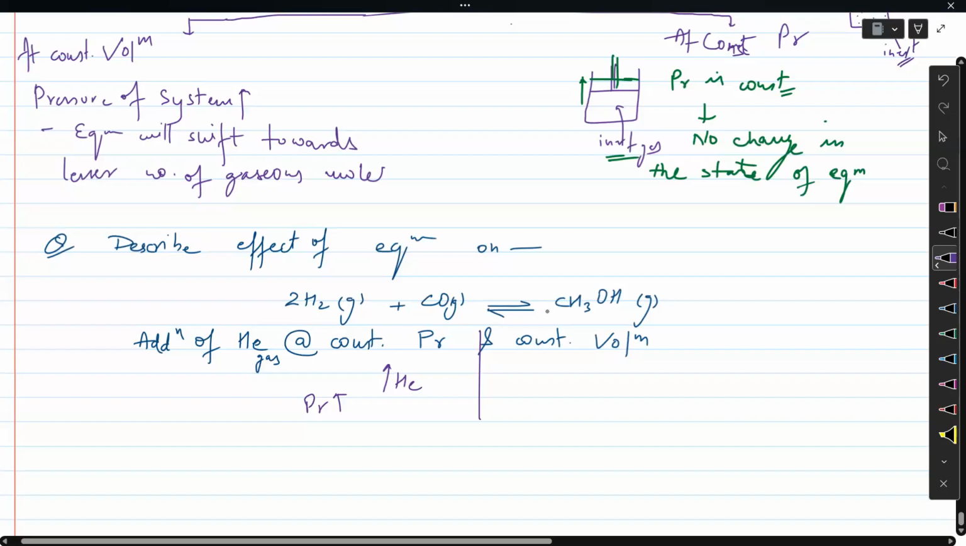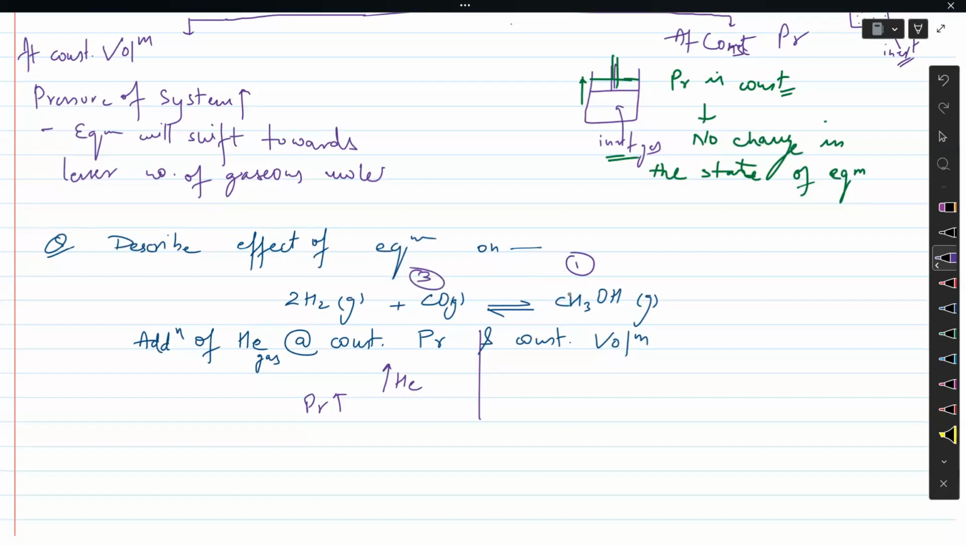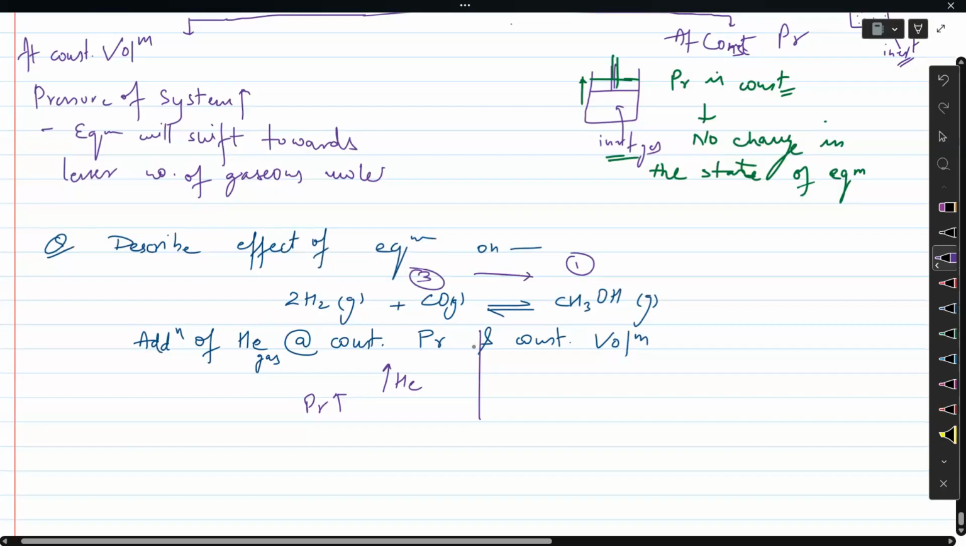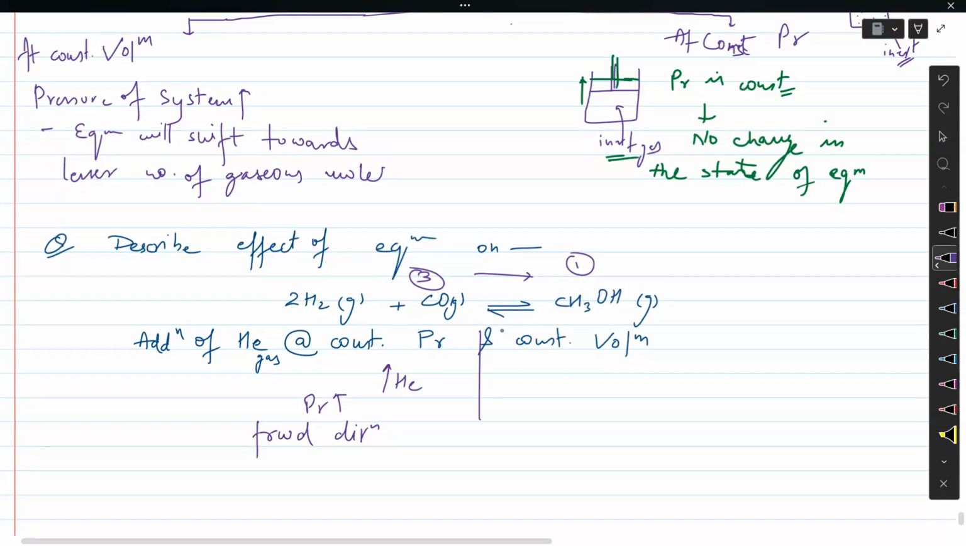So where will the pressure decrease? We have 1 plus 2, that is 3 gaseous moles on this side, and 1 gaseous mole on this side. Obviously on the product side the number of gaseous moles is lesser, so equilibrium will shift towards the forward direction. Why? Because the product side has fewer moles of gas, so it will try to achieve equilibrium by decreasing the pressure of the system.